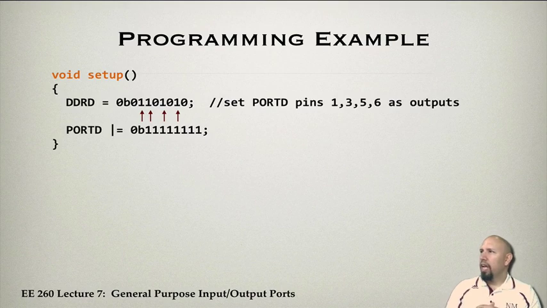In our program example, we'll first look at the setup program. We can set DDRD equal to, and we're going to set these bits. What this is doing is setting port D pins 1, 3, 5, and 6 as outputs. Remember, 0 is input, 1 is output. And I can do this: port D or equals all 1s.